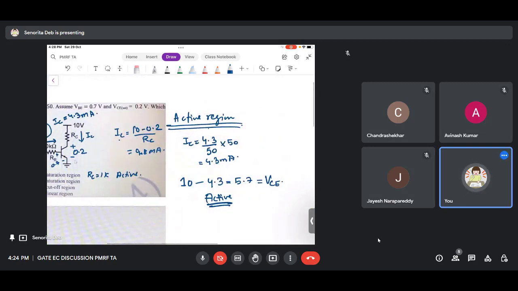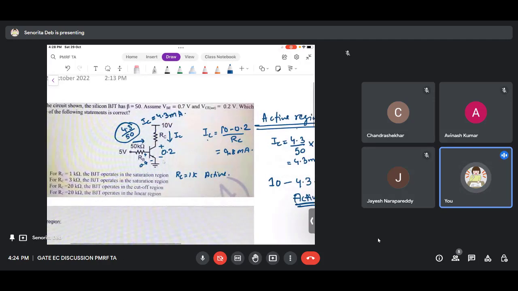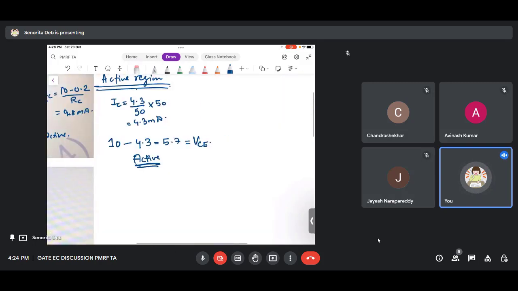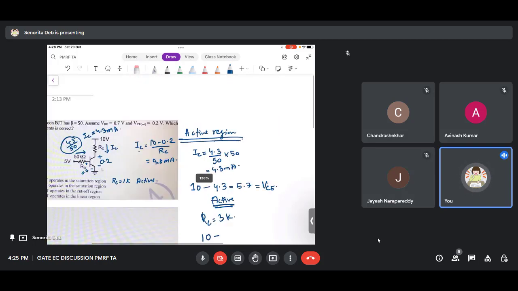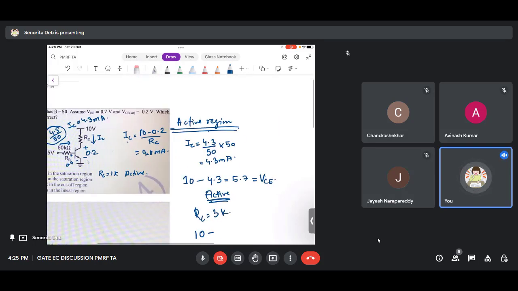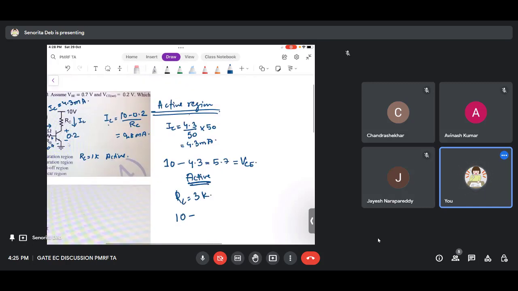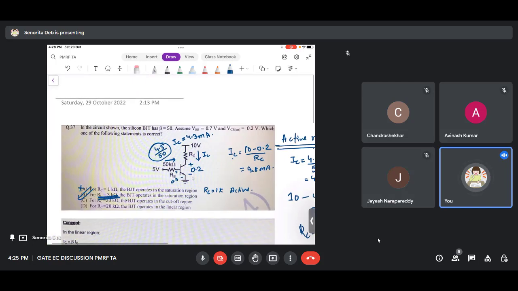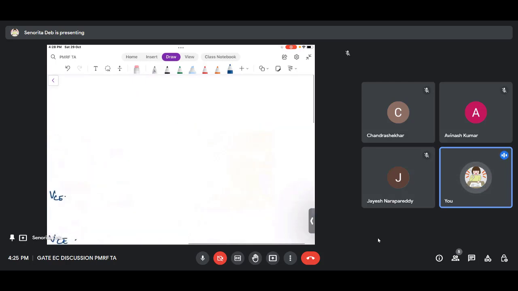Okay, so now next what I will do, I'll check with RC 3K. So now suppose I have RC 3K, okay, and now I have 10 minus RC is 3K and IC is 4.3. So 4.3 into 3K, and that will be VCE, and clearly VCE is negative, right? That means it is in saturation. So in option 2, I have found out that option 2 is correct, because RC is 3K and at that time BJT is in saturation region. So this question was kind of a designing problem, and therefore you cannot find it through KVL and KCL, because not all the information is there, right?